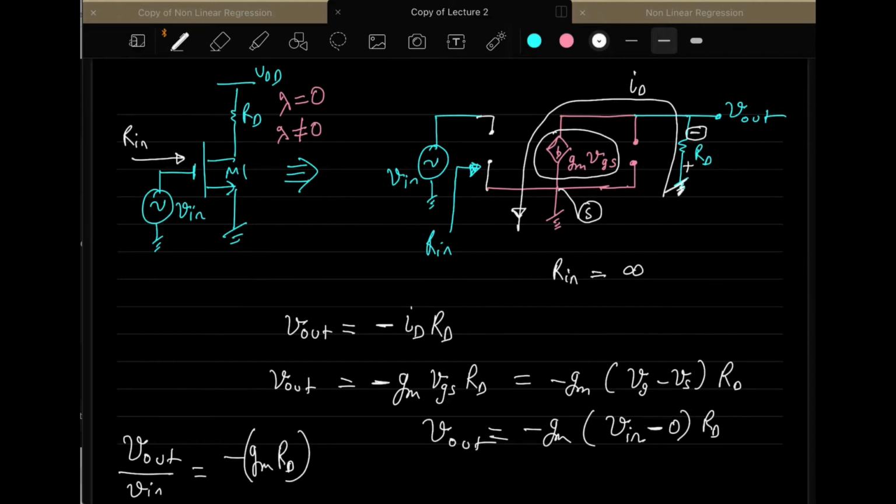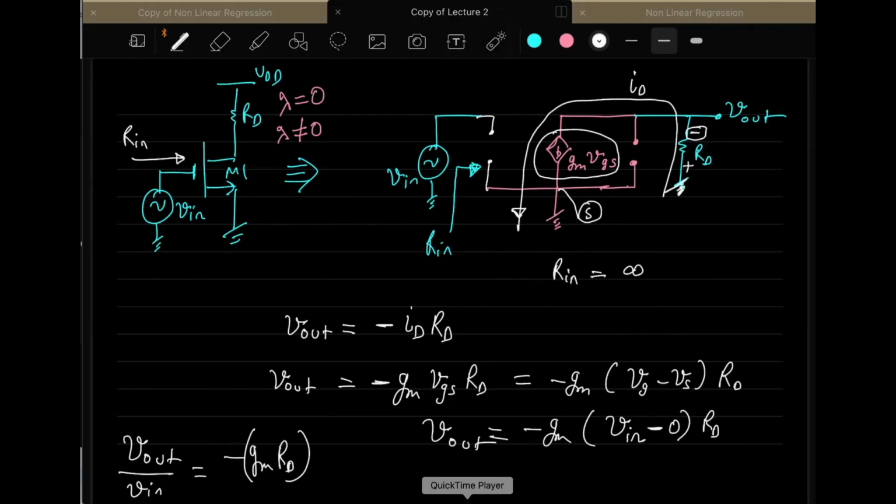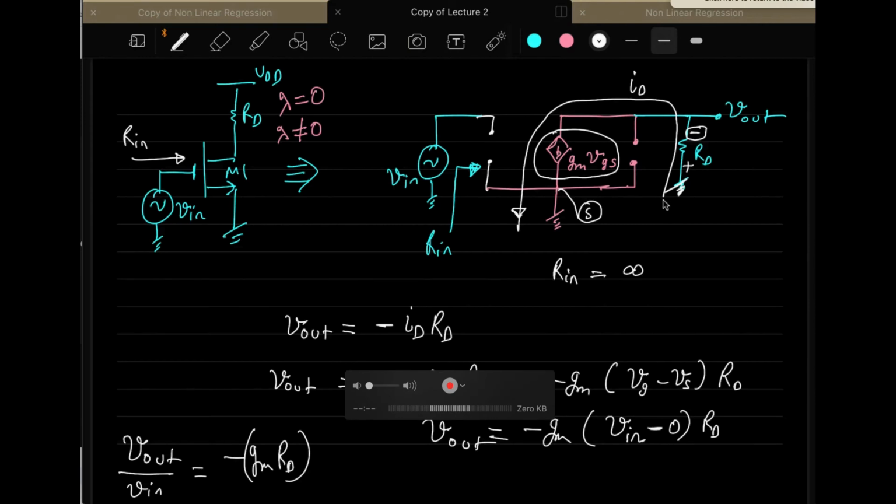Any confusion here? If you have any questions in this derivation, let me know. Any questions? No, sir. Okay. BTech students, do you have any questions? No, sir. Okay. So if it is okay with you, are you comfortable with the KCL KVL, right? If you have any questions, let me know at any time.